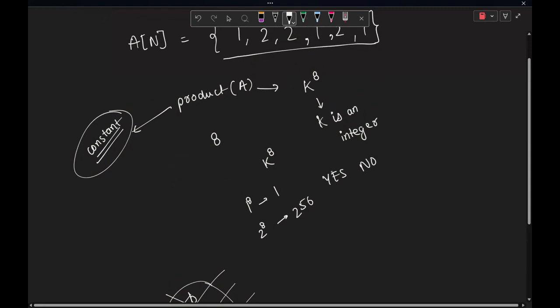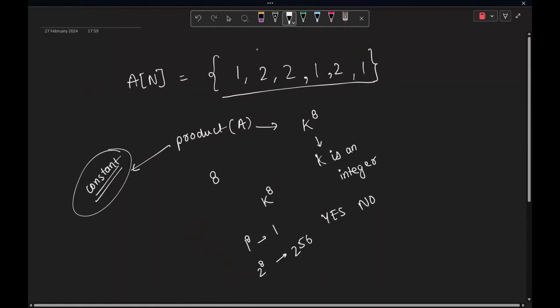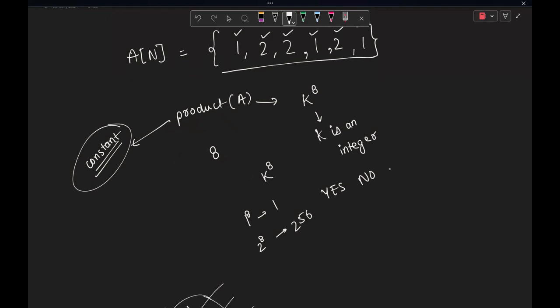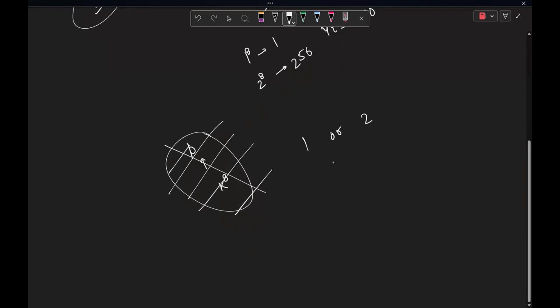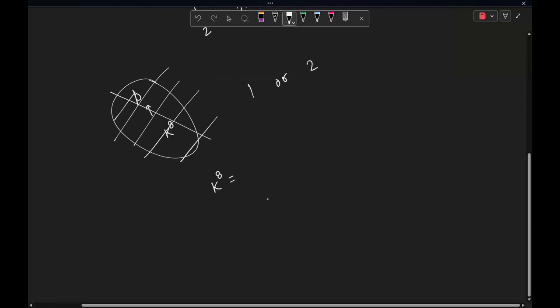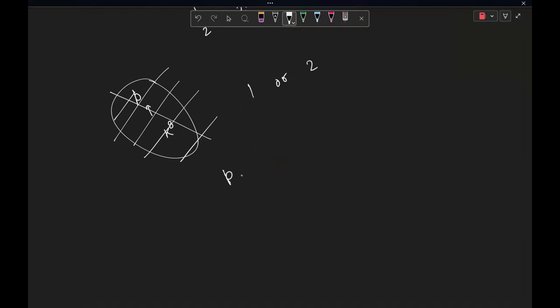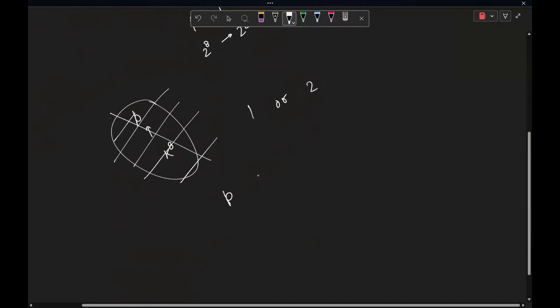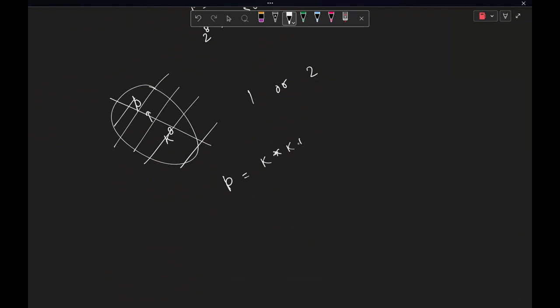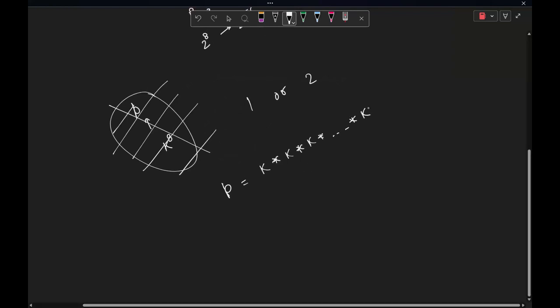Okay, so the idea here is, since you have only two kinds of elements, either one or two, right? Whatever k raised to the power 8 is, let's say I can represent the product of all the elements p as k raised to the power 8, then it should look something like this: k into k into k into k, 8 number of times, right? k raised to the power 8 is nothing but k into k into k, 8 number of times.